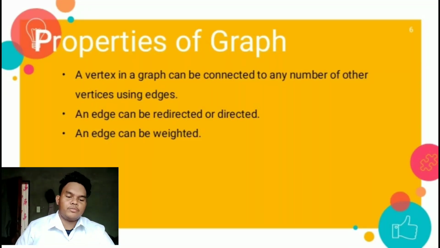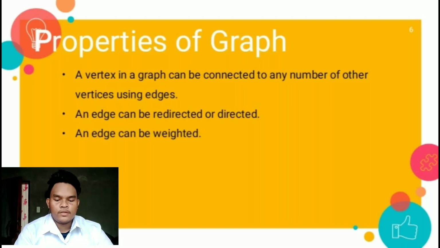These are the properties of graph. A vertex of a graph can be connected to any number of other vertices using edges. And an edge can be directed, and an edge can be weighted.